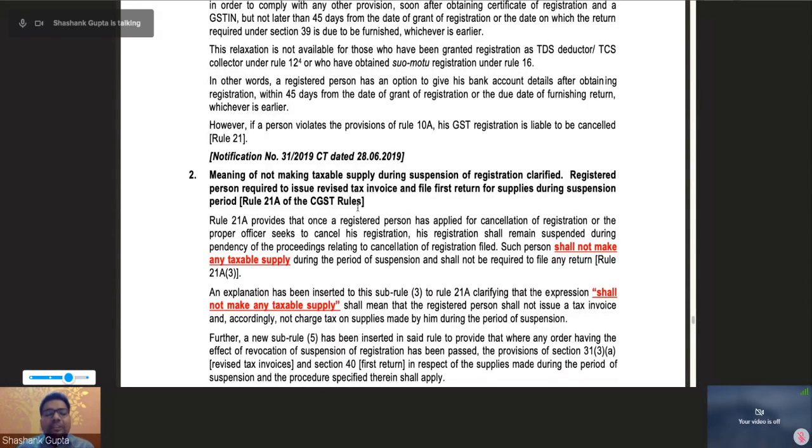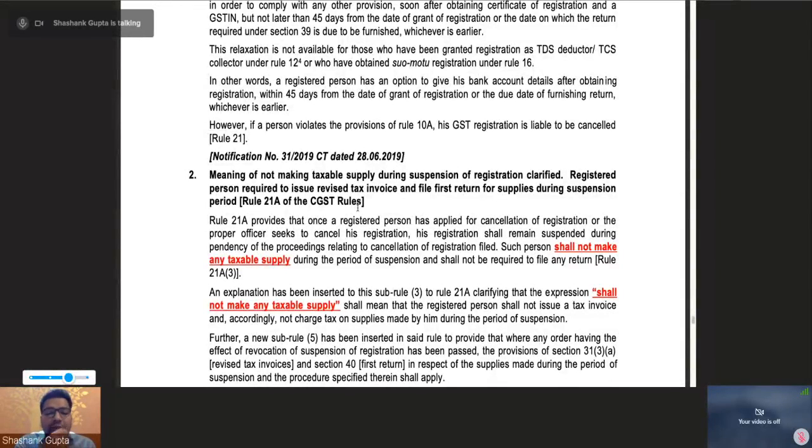Now, during this suspension, in the law it was written that the person who has applied for cancellation, in the duration of suspension, will not make any taxable supply. So basically, what they were trying to say is that if a person has applied for cancellation of registration, he cannot undertake any taxable supply.